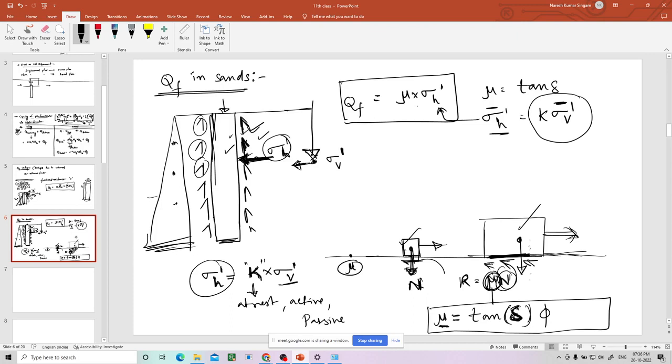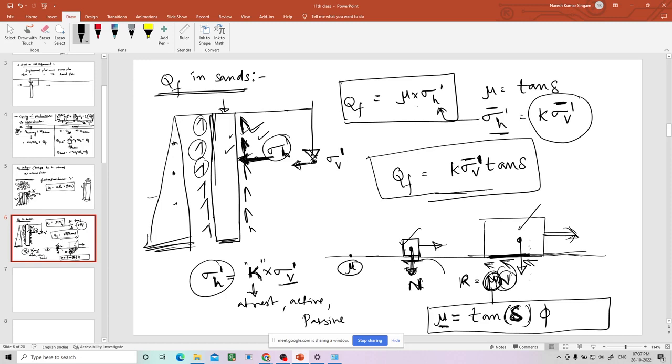Is it okay? Fine. Yeah. So let me write the full formula: K sigma v dash tan delta. Is it fine? I think it is. This is dash, not minus 1. This is the average symbol. So this is how we will calculate.